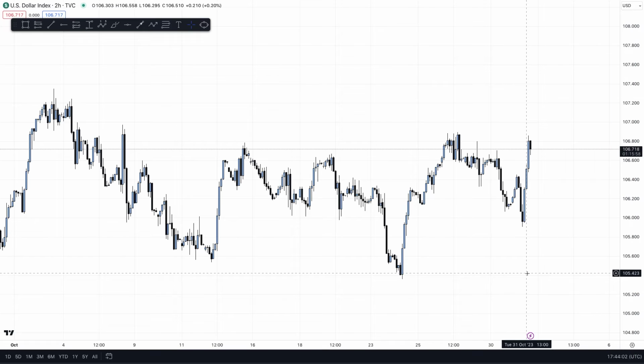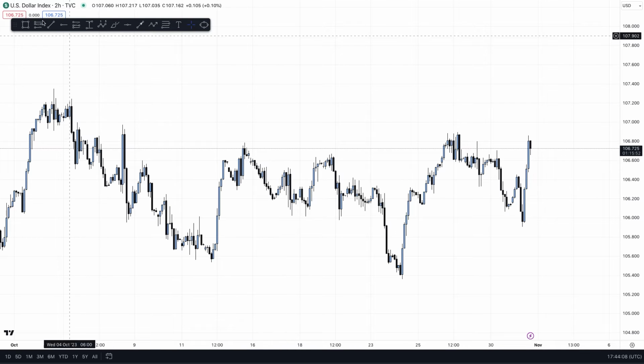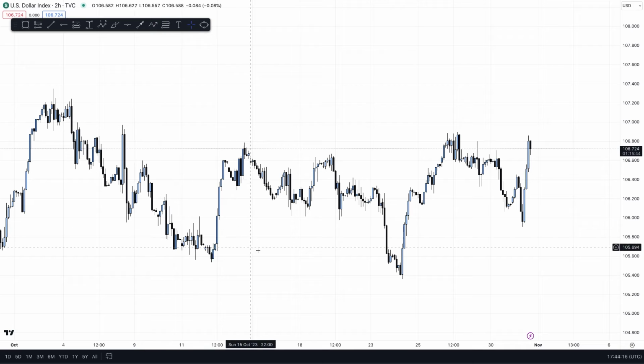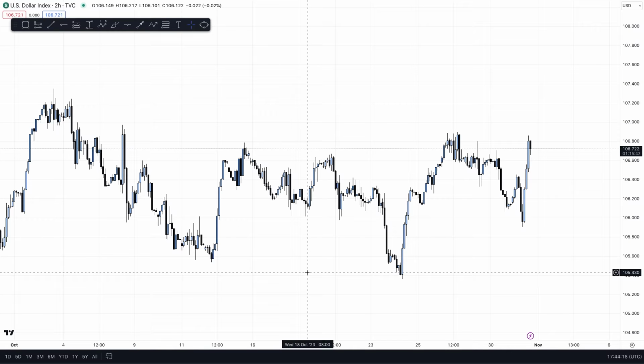Okay guys, so I'm going to be breaking down how I use the DXY as a confluence for trading USD pairs. To start with, the DXY is basically just the US dollar index, so it's telling us the strength of the dollar as a whole. On this chart, for example, if we're downtrending, it shows that the dollar is weak. If we're uptrending, it shows that the dollar is bullish and strong.